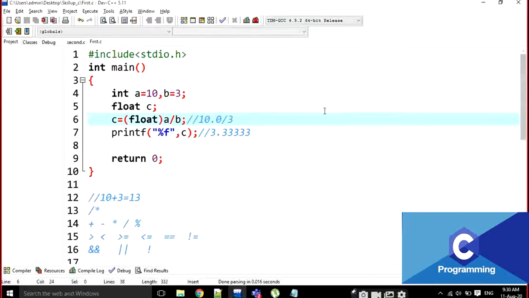If any one value is converted into a floating value, it will work as an exact division operation. What is this called? This is called typecasting. Note it down, everyone. This is called typecasting. That means at this operation only, I am going to convert the A value into a floating value at that position only. That is called typecasting.